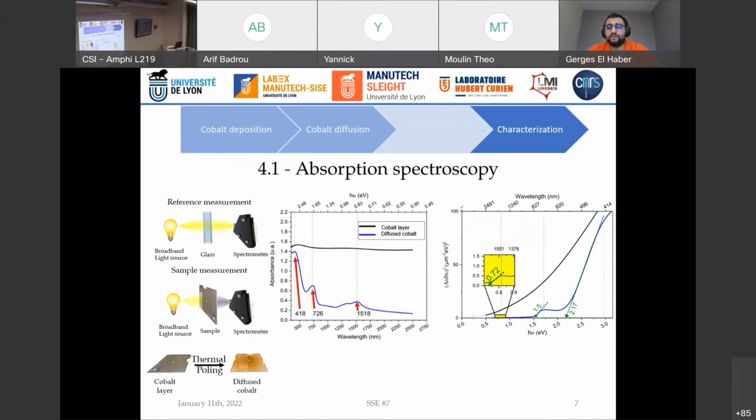A Tauc plot was calculated and plotted using the absorbance data. The goal is to estimate the optical gap of the examined material. The cobalt thin film presented a null energy band gap value, confirming its metallic behavior. On the other hand, after thermal poling, the diffused cobalt showed 3 energy gaps that correspond to the values found in the literature. These 3 energy gaps represent cobalt tetraoxide, Co3O4. Thus, the diffusion of cobalt was done successfully.